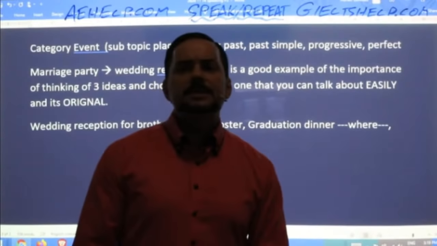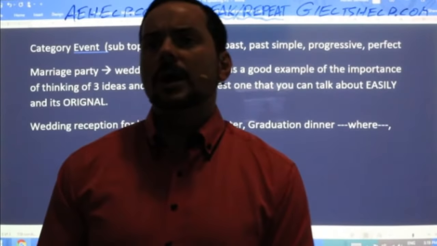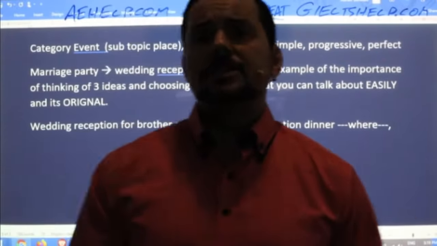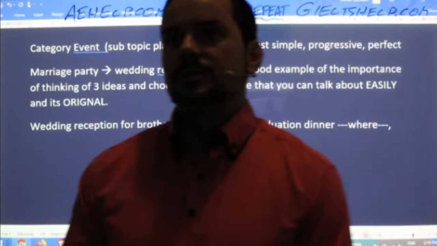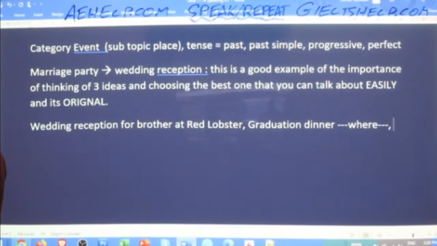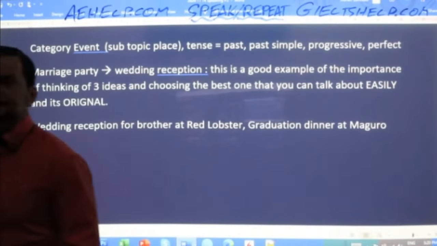Be specific, Joseph. So what kind of a restaurant? Just make it up. Oftentimes, Japanese restaurants are sushi restaurants, right? So let's do graduation dinner at Maguro Sushi. Okay. All right.